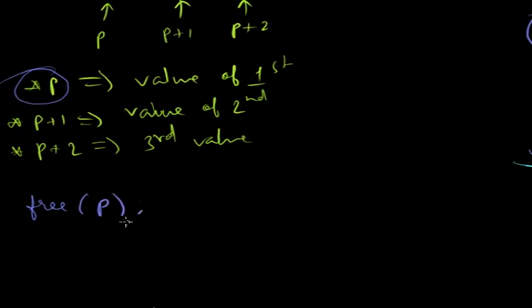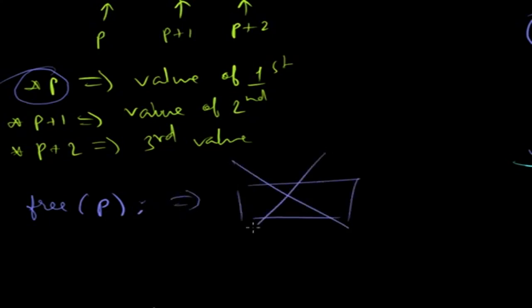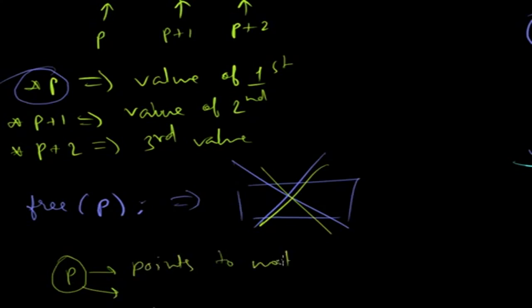So this actually frees the memory, right? It's just as simple as that. But it frees the memory. It does not delete the pointer. The pointer is as it is. It just deletes the memory. Now this type of pointer which points to nothing is called a dangling pointer. Right. This is what you have to know in this lecture.